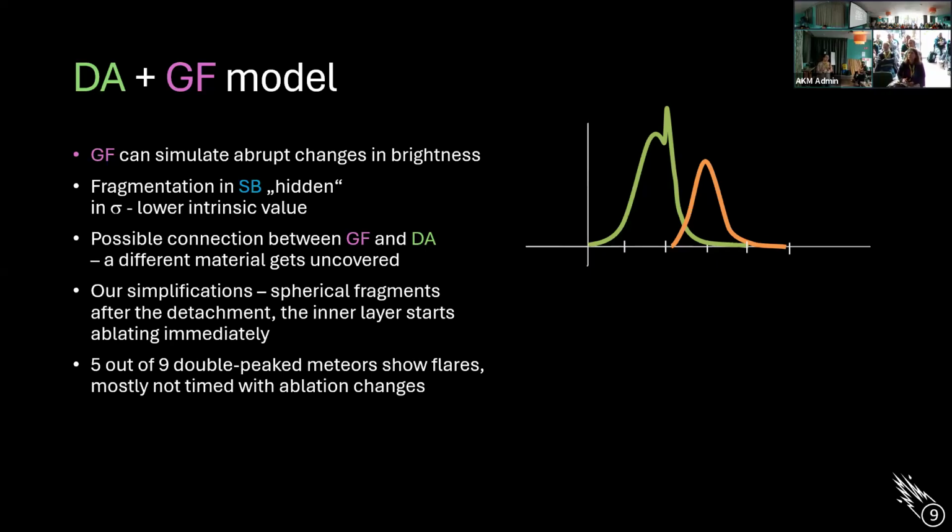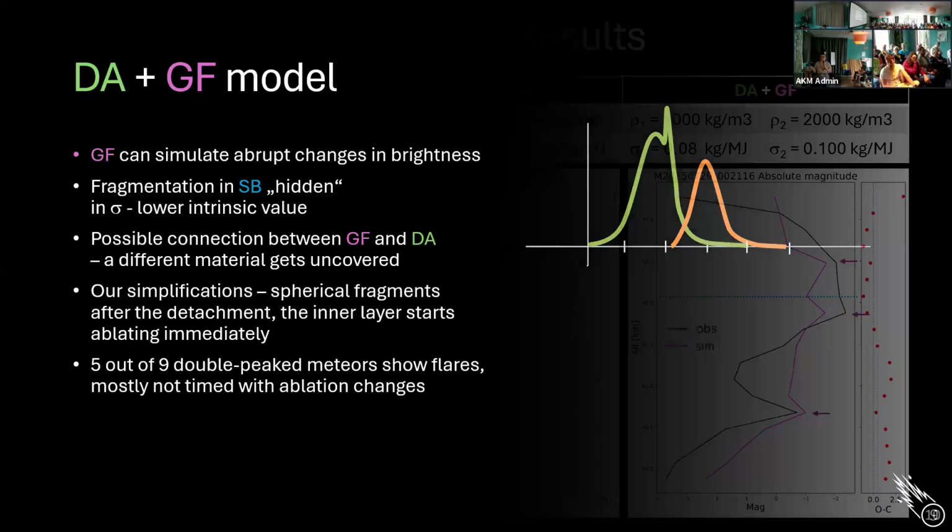Five of our 9 double-peaked meteors showed some kind of fragmentation, but most of them were just small flares, usually some release of dust, and it didn't really seem like they would have too much impact on ablation. There was just one, and that's the most interesting that I'm going to show now, that seemed to have one big release of fragments that could correlate with the time where the ablation rate should change. So here we have it.